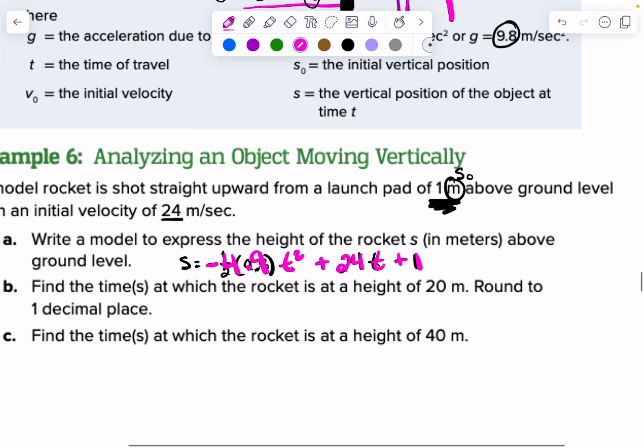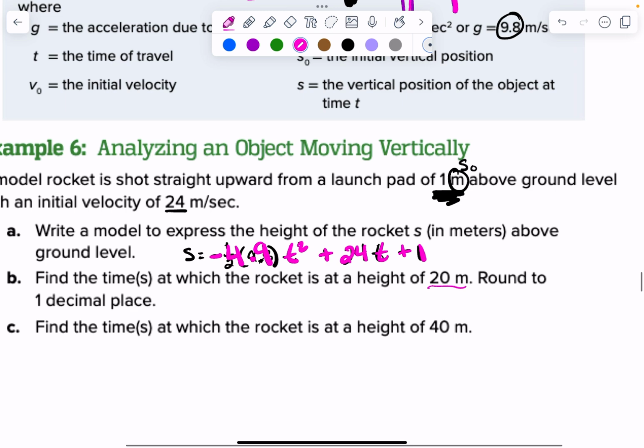Okay, now find the time at which the rocket is at a height of 20 meters. Round to 1 decimal place. So I'm not plugging 20 in for T. That would be really nice. I am plugging 20 in for S over here, and I'm solving for T.